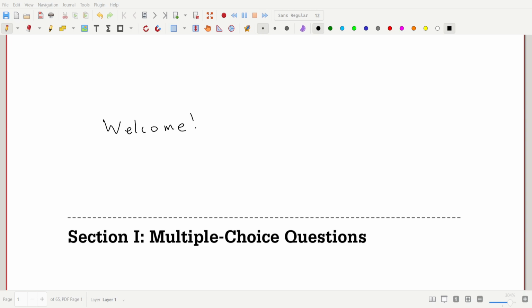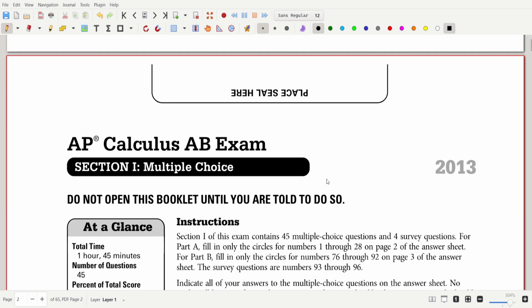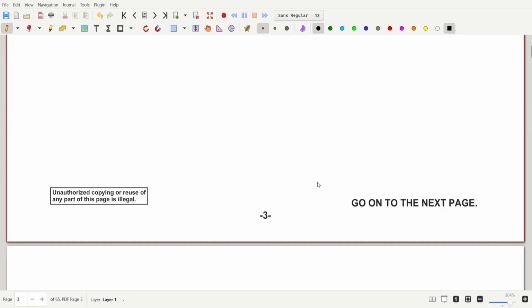Okay, let's about get started. The plan is to get through the multiple choice section. This is a 2013 international version of the AB test. Okay, let's start. A lot of initial stuff.